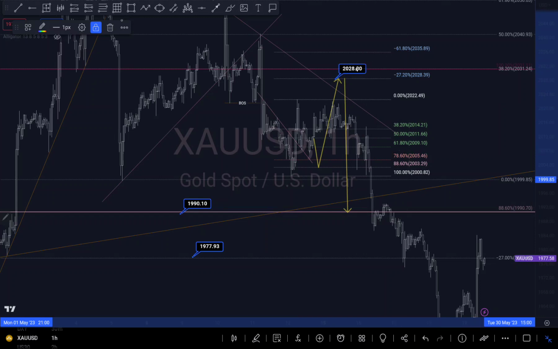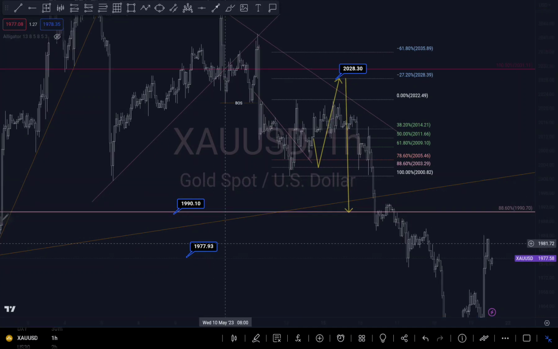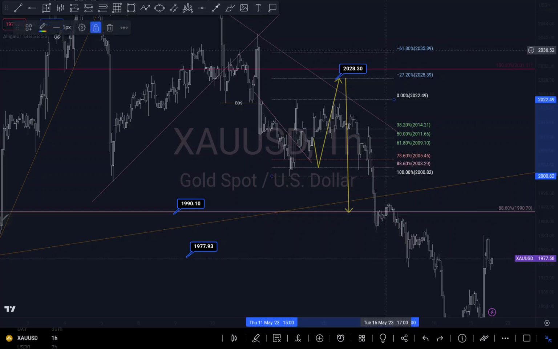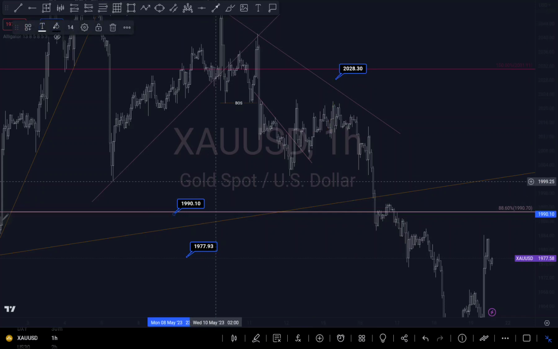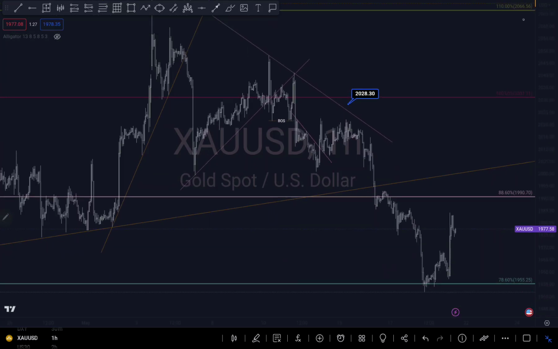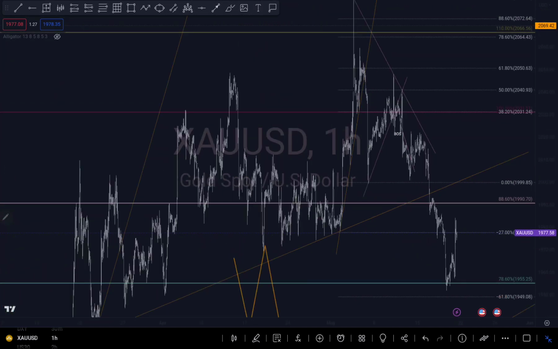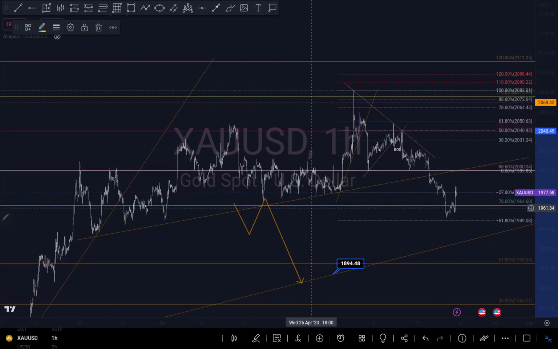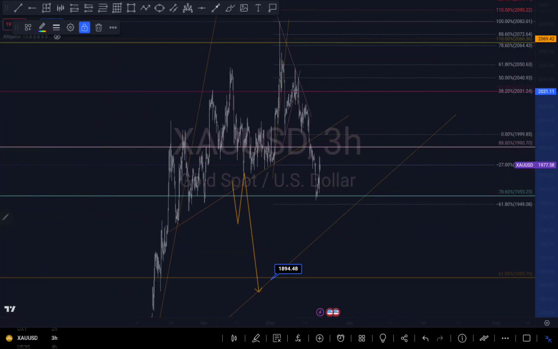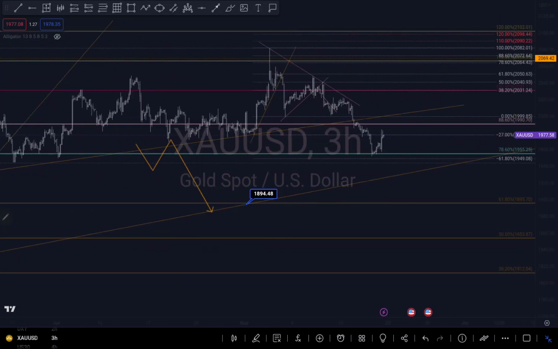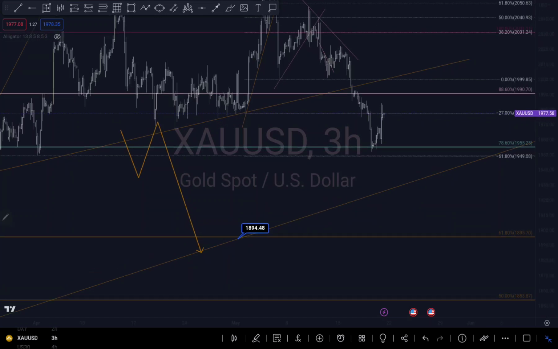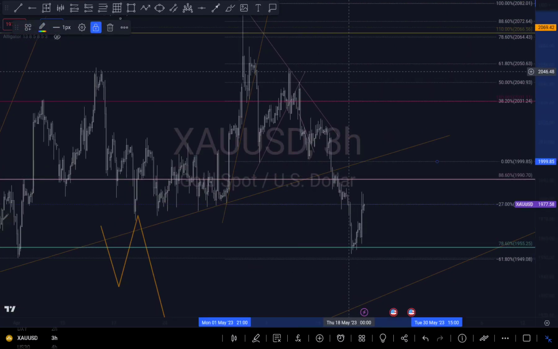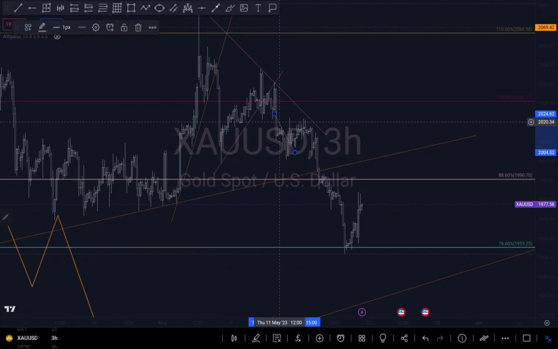So what I'm going to do is delete my previous analysis. Let's delete this previous one. If I zoom in, you can see there was a break of trend line around that area, so I see a possible continuation to the downside, and my next target was around this level right here. So let's see what's next based on our current market.